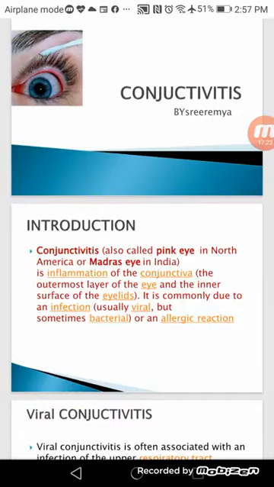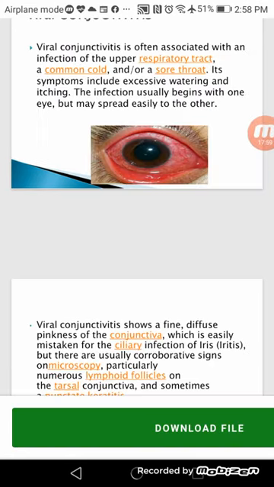Okay, the fourth topic is conjunctivitis, or inflammation of the conjunctiva of the eye, called pink eye or madras eye. It is inflammation of the conjunctiva, the outermost layer of the eye and the inner surface of the eyelids, like a lining of the eyelids from the inside, commonly due to infection, either viral or bacterial, and sometimes due to allergy. Viral conjunctivitis is associated with flu or inflammation or infection somewhere else.